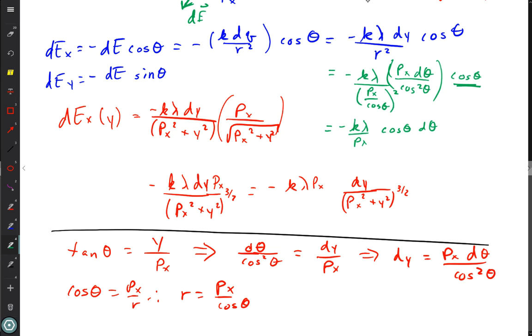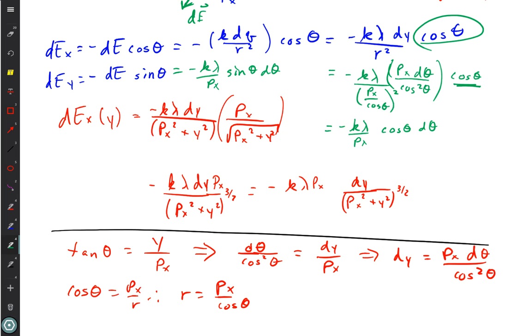Now the cosine theta here was this one. So when I go to the dE in the y direction, it's just going to be minus k lambda over px sine theta d theta. So I have now pretty trivial integrals again, just integral over cosine theta d theta or sine theta d theta. The only thing I need now is to find the limits and I'd be good to go.